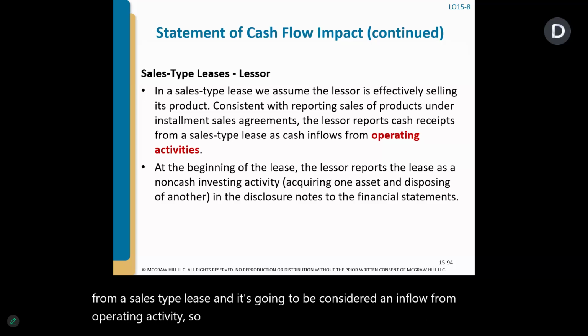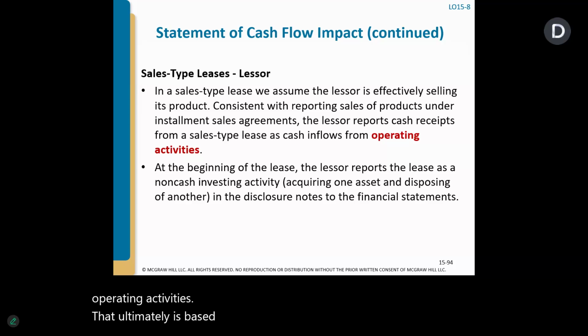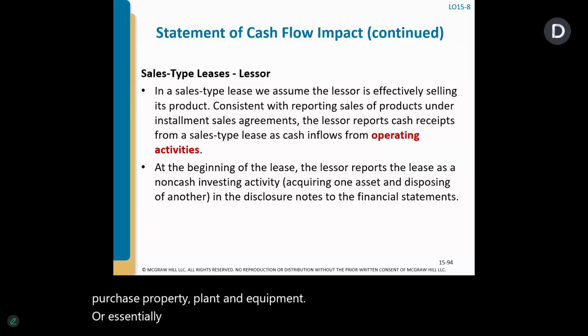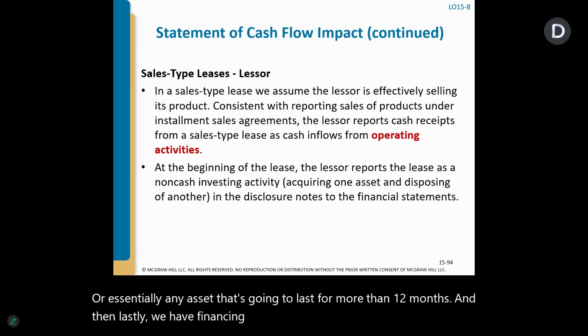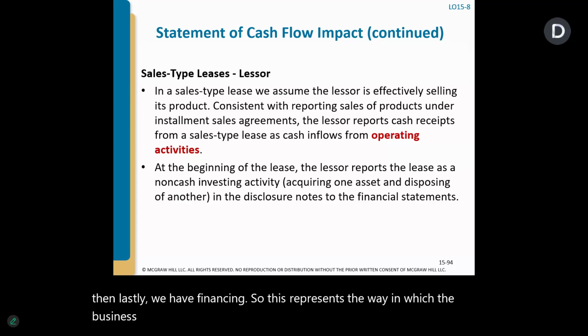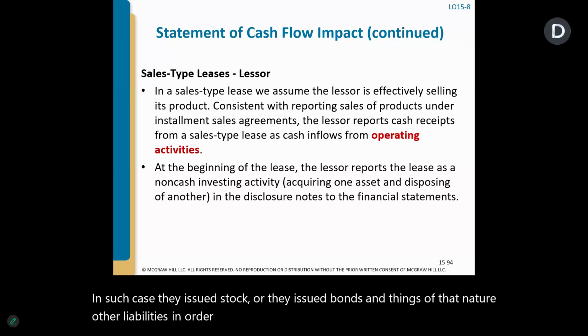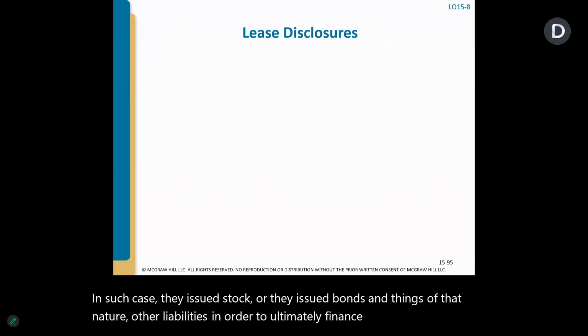So as we know with the statement of cash flows, we have operating activities, which are based on the normal day-to-day course of operations of a business. Then we have investing. This is essentially the company spending money to purchase property, plant, and equipment, or essentially any asset that's going to last for more than 12 months. And then lastly, we have financing. This represents the way in which the corporation raises funds, right? So in such case, they issued stock, or they issued bonds and other liabilities, in order to ultimately finance the operations of the business.